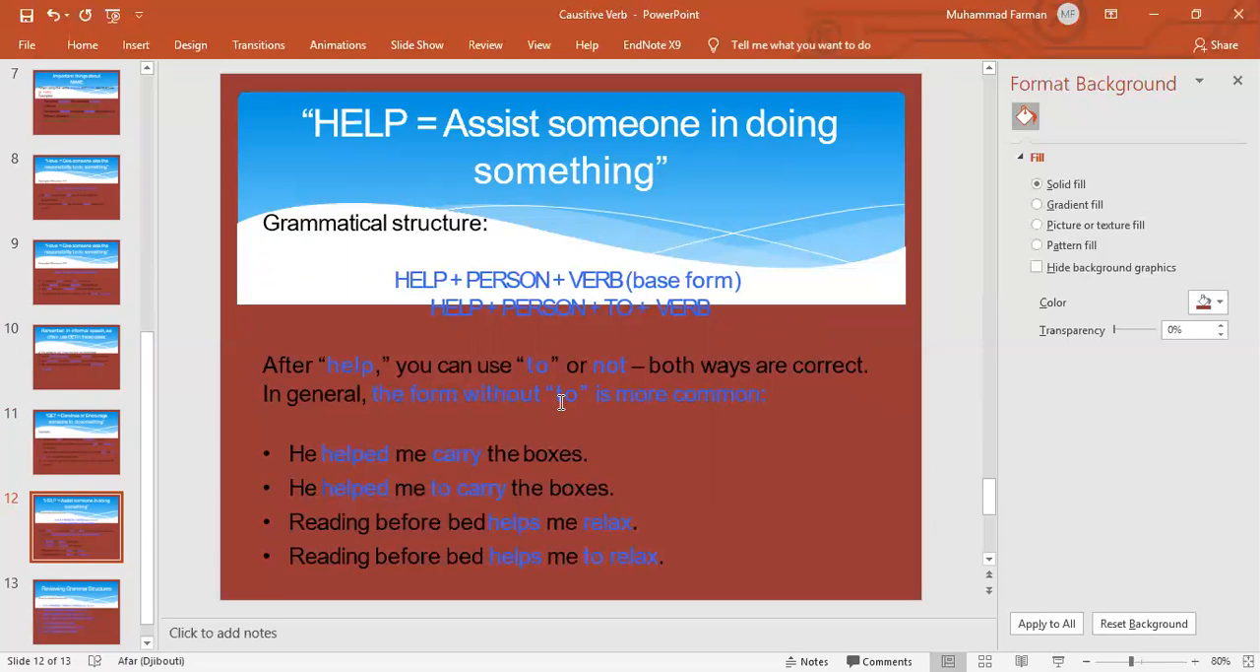He helped me carry the box. He helped me to carry the box. But if we want to use the most common pattern, we have to utilize help with the bare infinitive. Bare infinitive, just like without to. It means the first example, he helped me carry the boxes, is more appropriate than he helped me to carry the boxes. Reading before bed helps me relax, or reading before bed helps me to relax.